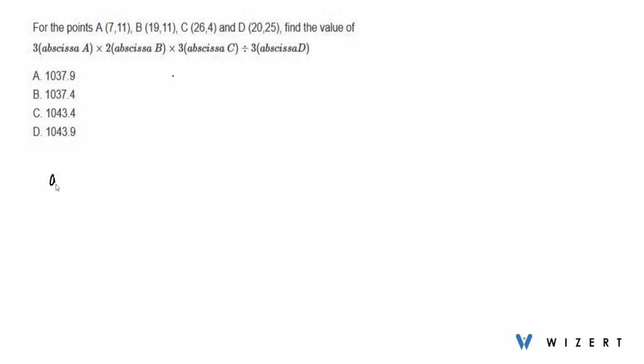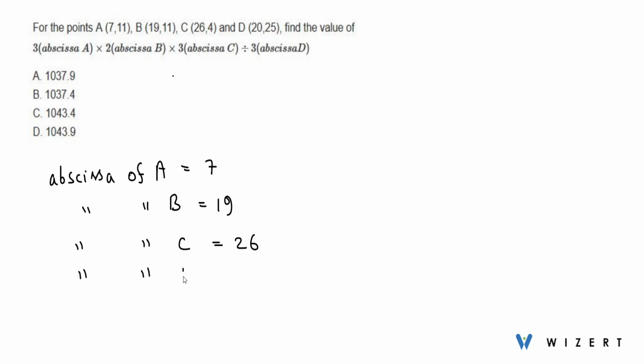So abscissa of A according to the coordinates of the point will be 7. Similarly, abscissa of B will be equals 19, abscissa of C will be equals 26, and finally abscissa of D will be equals 20.